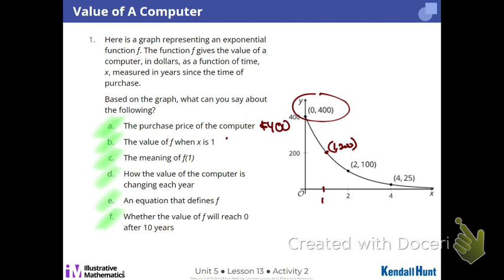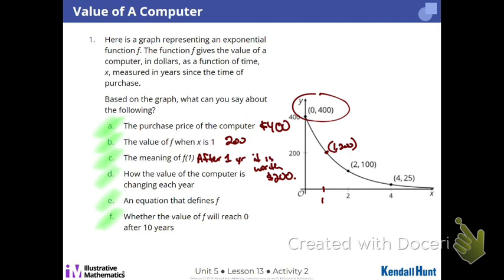Okay, so it's 200. Who can tell me what that means, f of 1 in context? Emmett, what does that mean in context? F of 1 is the first year. So after 1 year, okay, how much is it worth? 200. Okay.